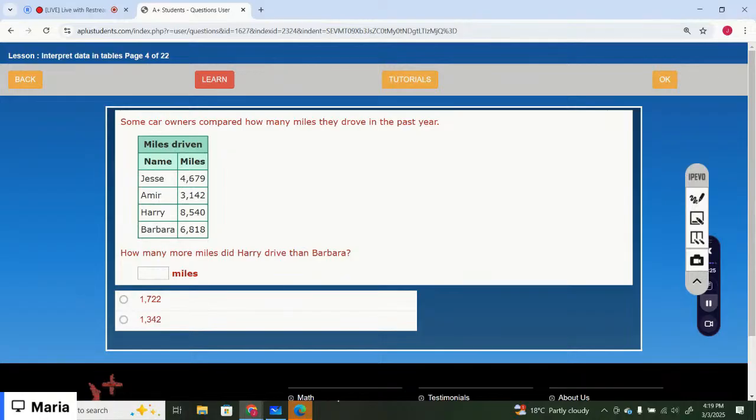Some car owners compared how many miles they drove in the past year. How many more miles did Harry drive than Barbara?